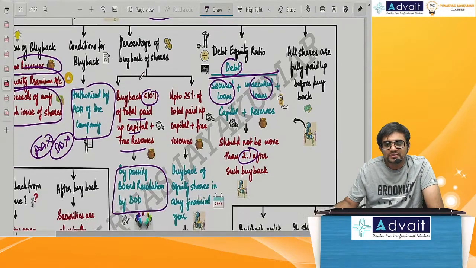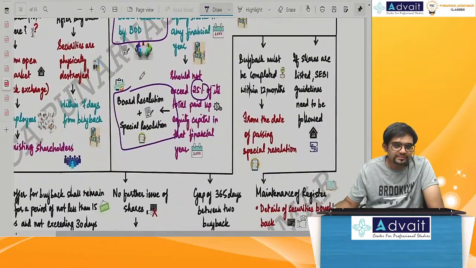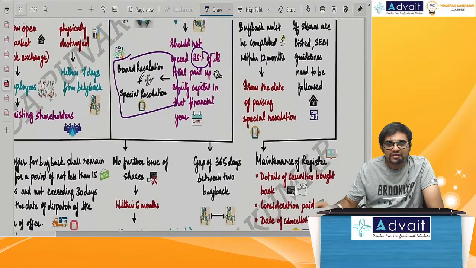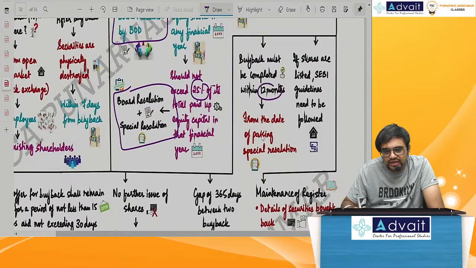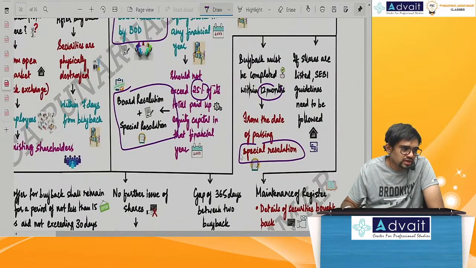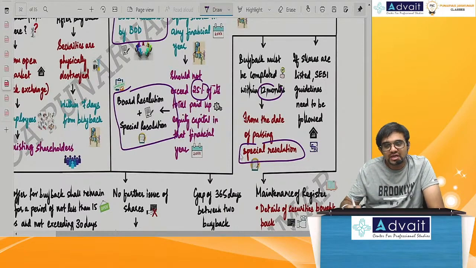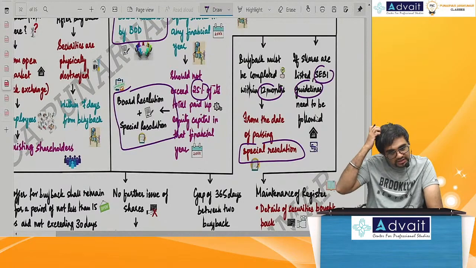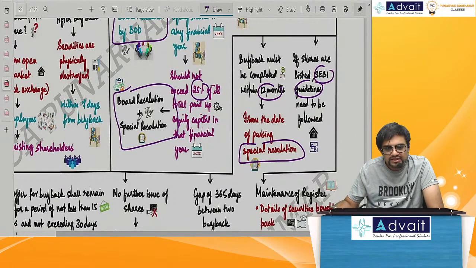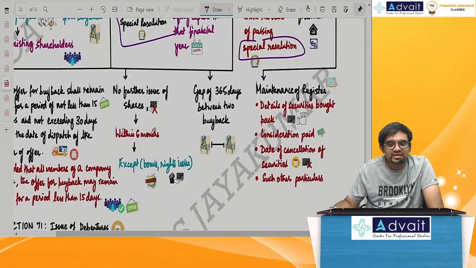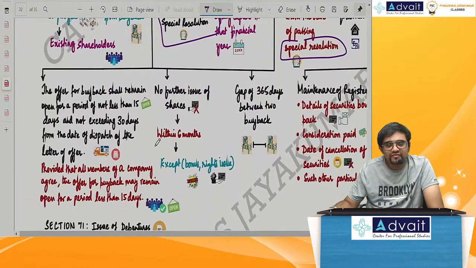All shares of the company must be fully paid up before buyback. Buyback must be completed within 12 months from the date of passing special resolution. The day you pass special resolution, buyback must be completed within 12 months. If shares are listed, then I have to follow SEBI guidelines as well without fail. SEBI guidelines have to be followed. I have to maintain a register of buyback as well.